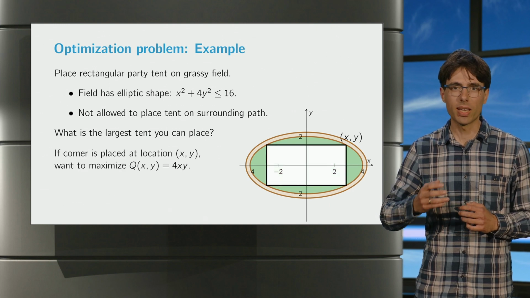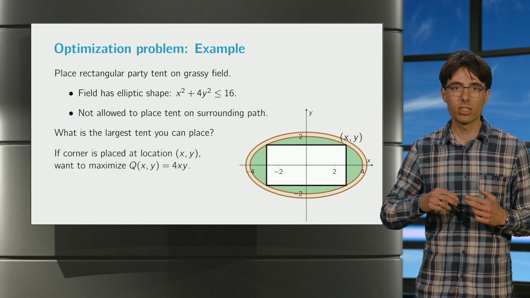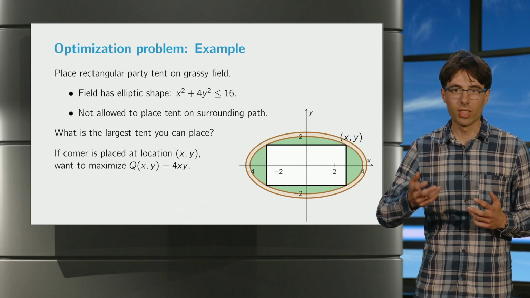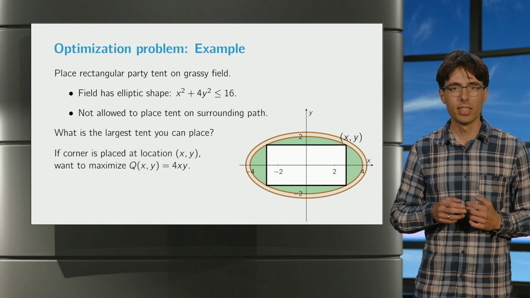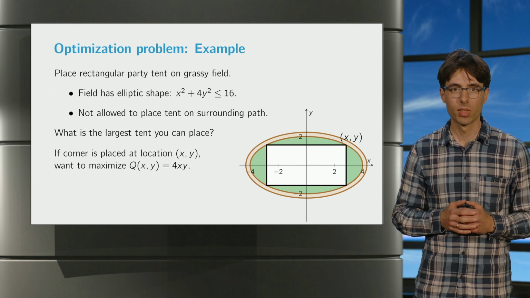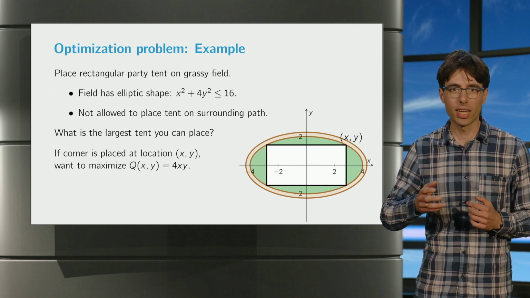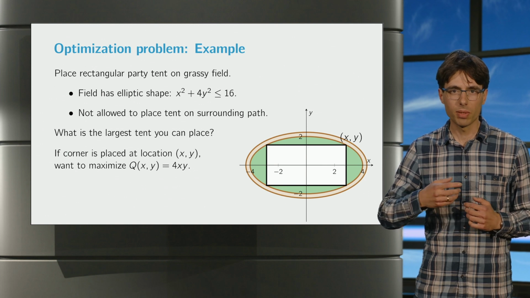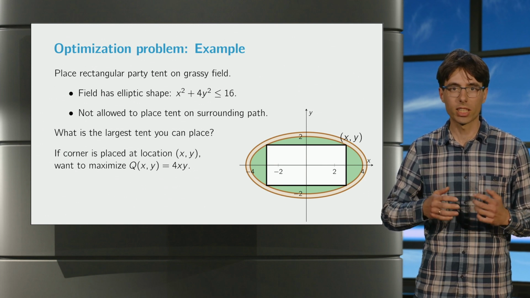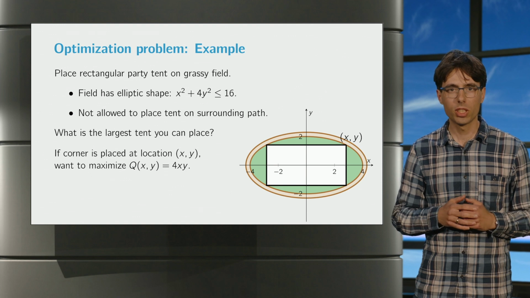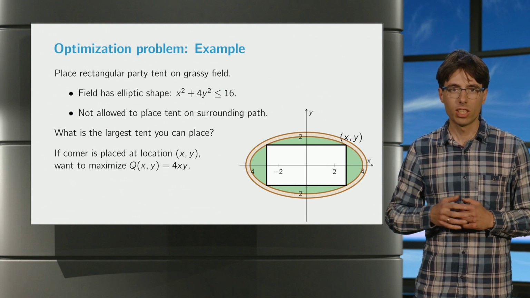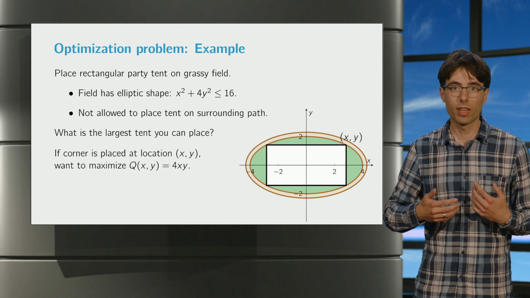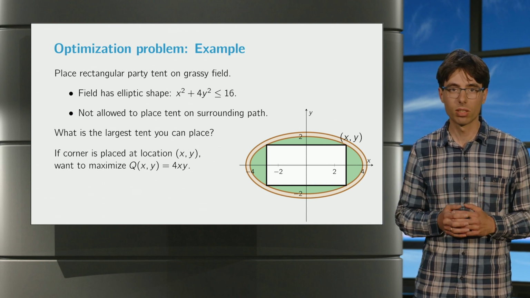Of course, in order to maximize the area, you need to place the corners of the tent on the edge of the field. So we let the point (x, y) denote one of the corners of the tent. Since we want to maximize the area of the tent, this means that we want to maximize the function 4xy. However, we should not simply try to maximize the function 4xy by itself, since there are restrictions on the values of x and y that are allowed.